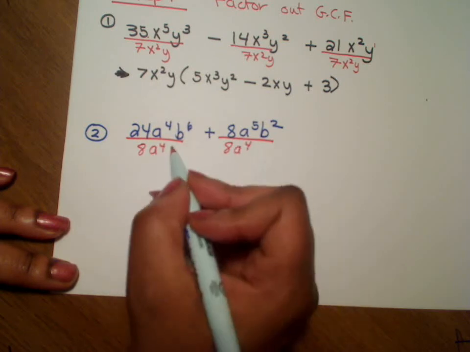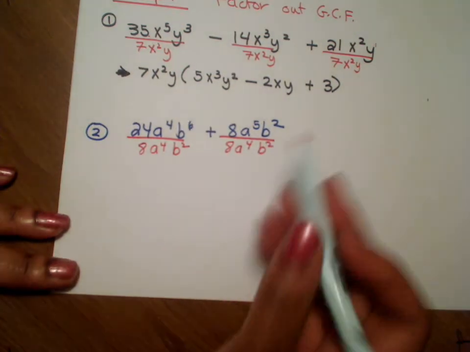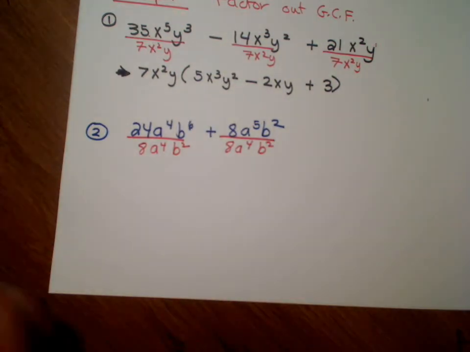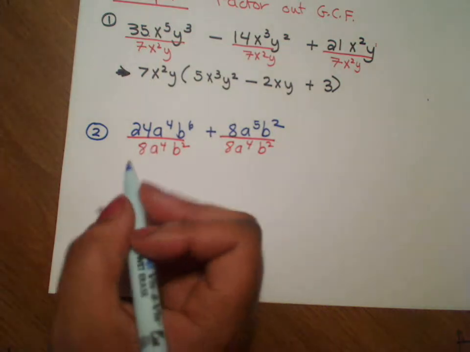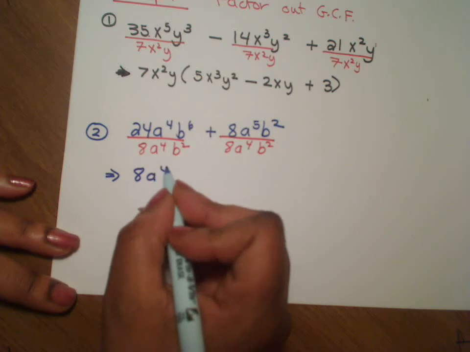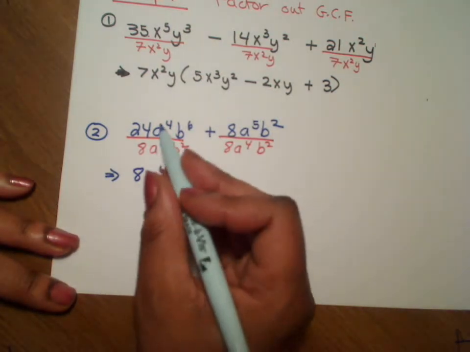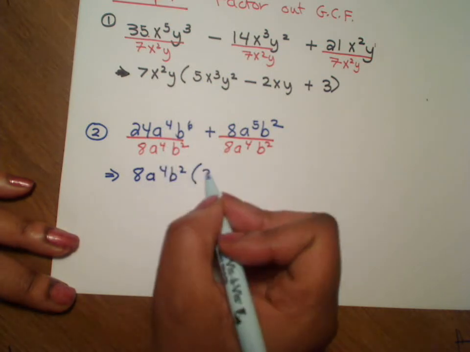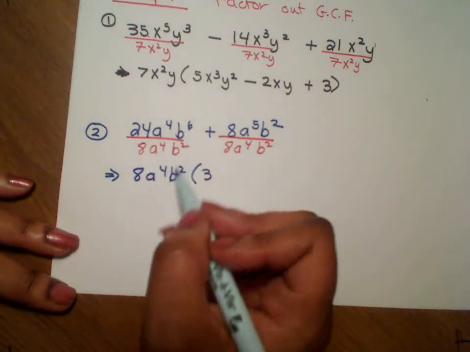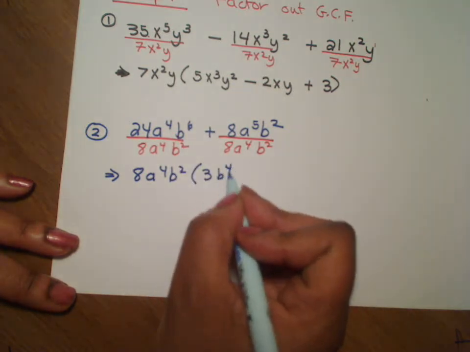Then I'm going to look at my b. Both happen to have b, so I'm going to factor out the smallest, which happens to be b squared. Now, what I'm going to do next is first put in what I factored out, which happens to be 8a to the 4th b to the 2nd, and now I'm going to reduce the fraction that I have here, which is 3. Looks like the a's canceled out, leaving me a b only to the 4th.